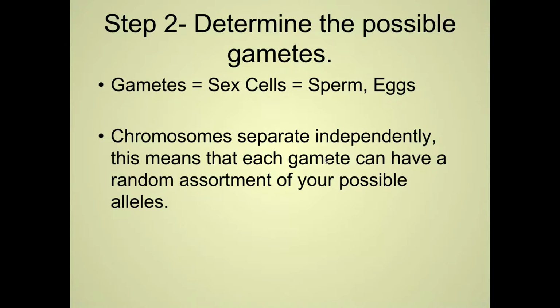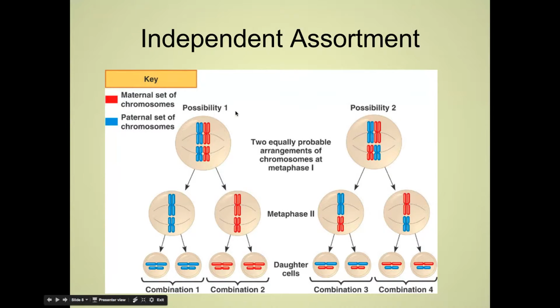Now, the next step is a little bit different than our monohybrid problems. The second step is to determine the possible gametes, the sex cells, the sperm and eggs. When we did monohybrid crosses, we just had to write the letters on the box. But now we actually need to figure out what possible combinations of these four alleles that our parents have the sperm and egg will have. So what's important to know is that chromosomes separate, what we call, independently. It means that of your possible alleles, each sperm and egg can have a random assortment. So it's not like all the big B's go together with the big R's or anything like that. It's completely random. Every combination is possible.